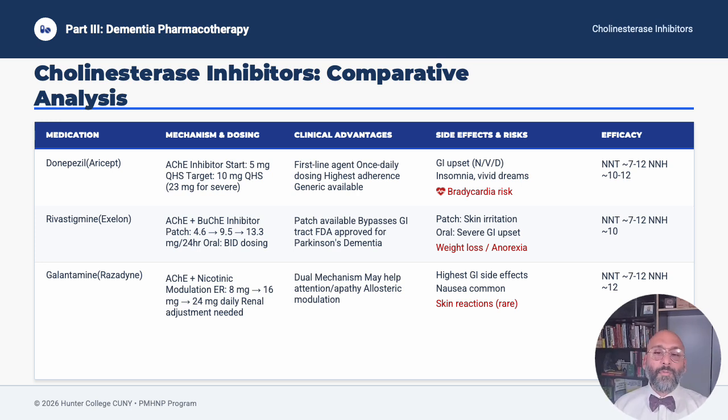Importantly, all 3 have similar numbers needed to treat, meaning no agent is dramatically more effective. And these drugs offer modest temporary symptomatic benefit. These don't do disease modification. So selection is really going to be about dosing simplicity, comorbidities, and tolerability of side effects, not potency.